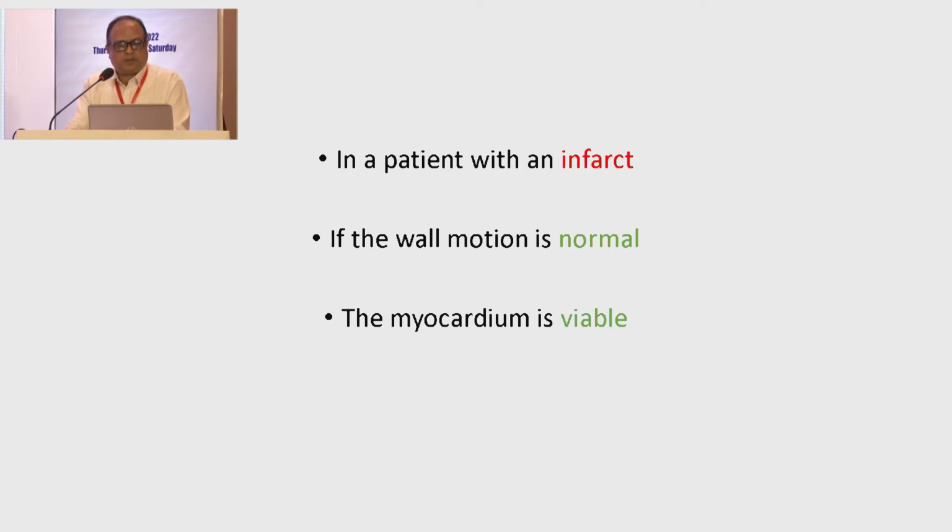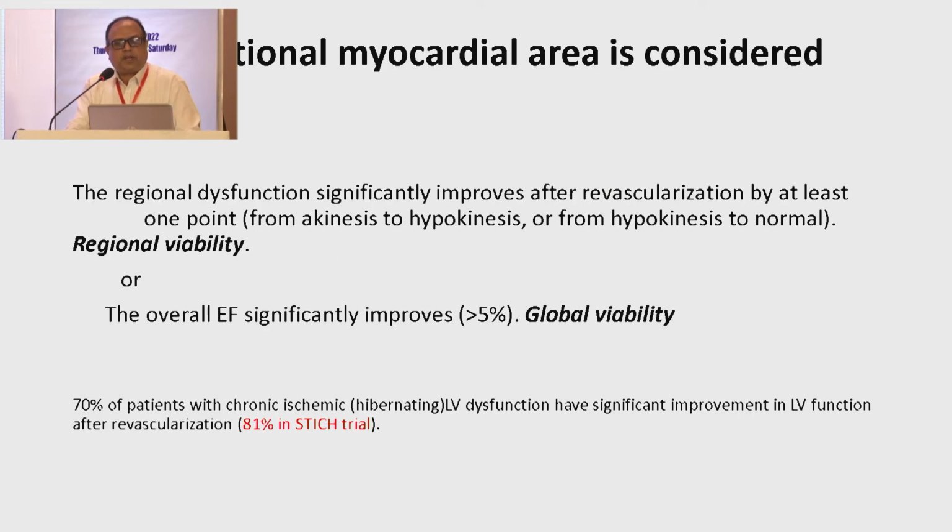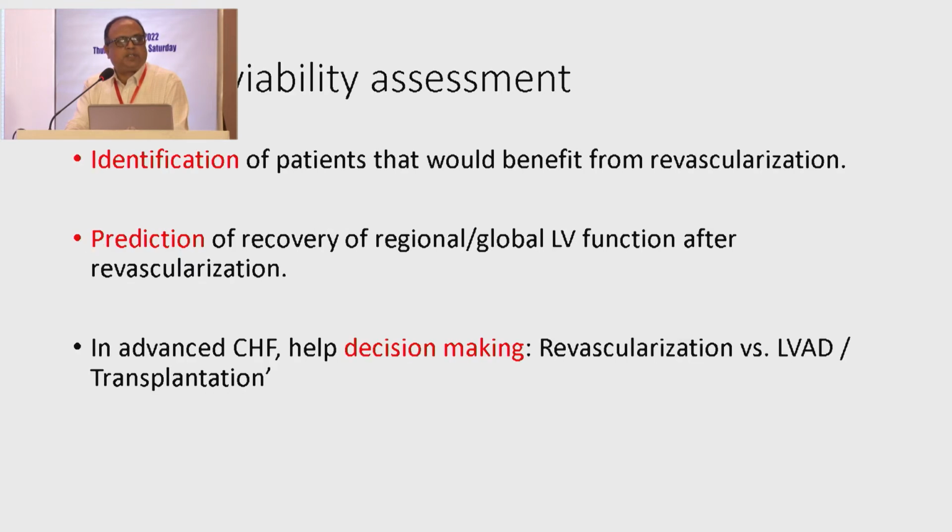which is found in non-STEMI patient. So a dysfunctional myocardium area is considered viable if the regional dysfunction significantly improves after revascularization by at least 1 point, from akinesis to hypokinesis or from hypokinesis to normal. This is regional viability. This is more important for selection of infarct-related artery revascularization. But when the overall EF significantly improves more than 50%, it is global viability. This is commonly found in chronic ischemic dysfunction, where 70% of patients with chronic ischemic LV dysfunction have significant improvement in LV function after revascularization, which is found in 81% in STICH trial.